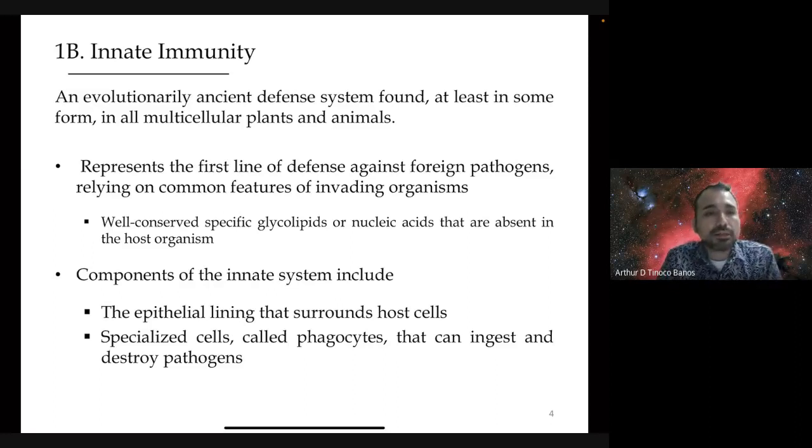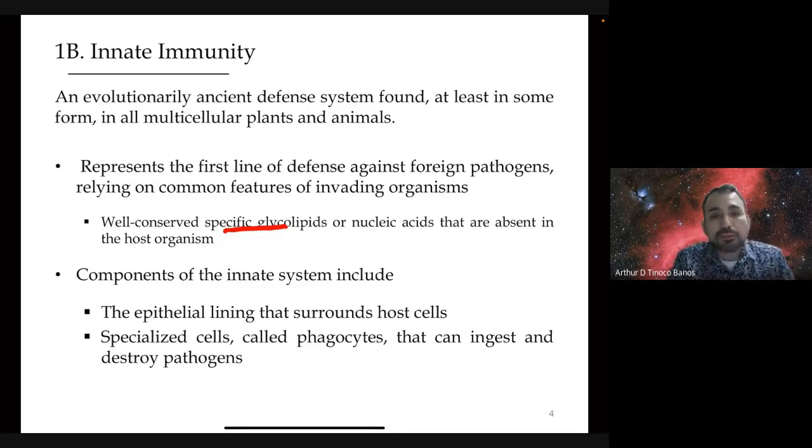When we're talking about innate immunity, this is an evolutionarily ancient defense system. It's found, at least in some form, in all multicellular plants and animals. It is the frontline defense mechanism against foreign pathogens and basically relies on the recognition of common features of invading organisms. By common features, for instance, we're talking about well-conserved specific glycolipids or nucleic acids that, in theory, are absent in the host cell or organism. Again, the distinguishing features between the invading pathogen and the self.